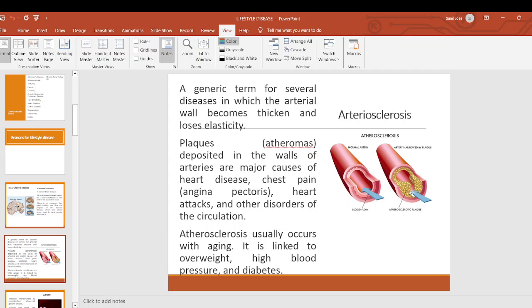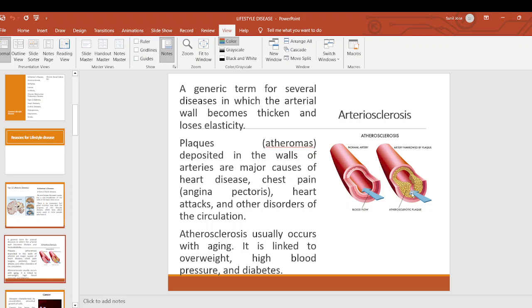If it is the heart muscle that is not getting a sufficient quantity of blood, that will result in what is known as angina pectoris, called heart pain or chest pain, and sometimes heart attack or other complications. So normally arteriosclerosis usually occurs with aging. During aging a lot of problems are there, but this is one problem.